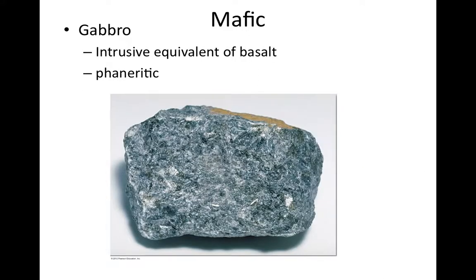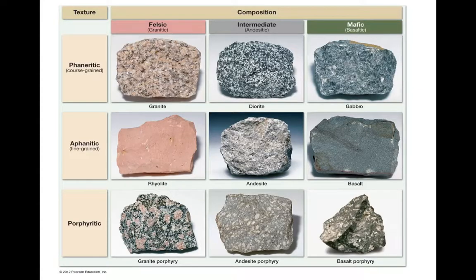If the mafic magma that forms basalt doesn't make it to the surface and it cools slowly beneath the surface, it'll form the intrusive mafic igneous rock, gabbro. And gabbro has the large coarse mineral texture, a phaneritic texture that most intrusive igneous rocks have.